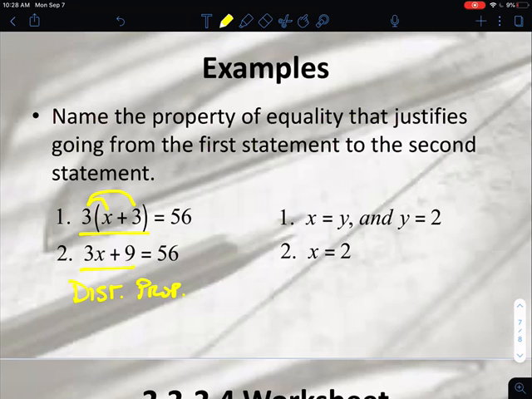When we look at the next one, x equals y and y equals 2. So x must equal 2. Now this one can actually be one of two things. I have x equals y and then y equals 2. Notice I have y in both statements. So x led to y, y led to 2, so then x goes straight to 2. This would be our transitive property. 1 led to 2, 2 led to 3, and so on. So that's our transitive property, that middleman. We can get rid of the y's that are in common, and we can go straight to x equals 2.